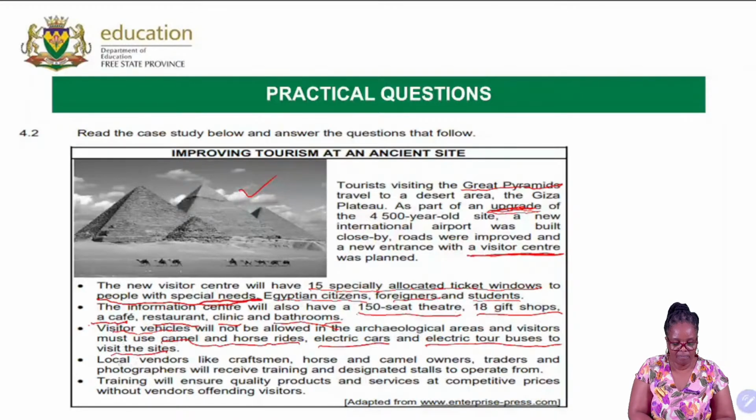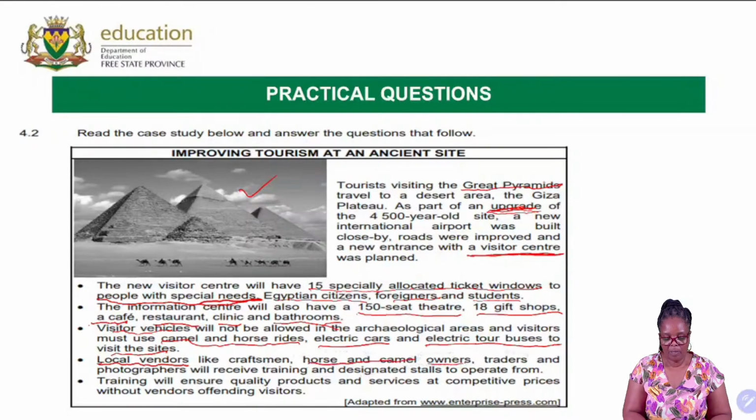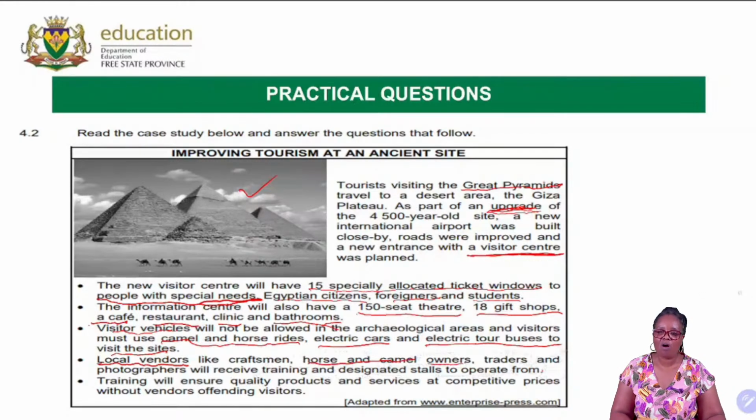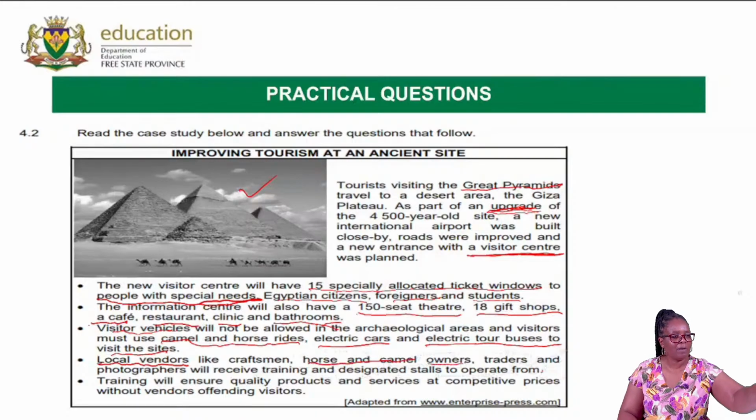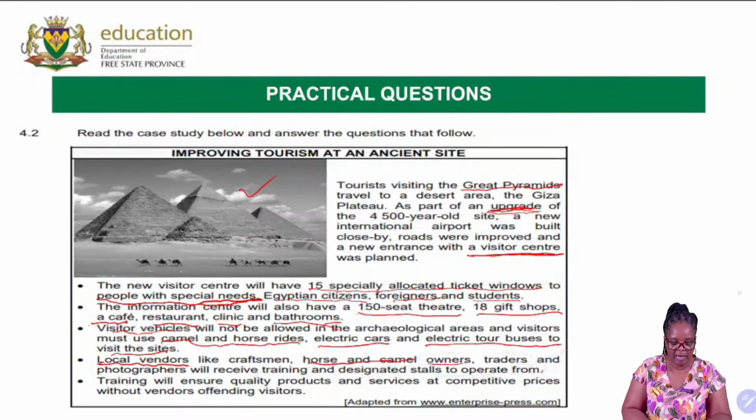Local vendors. When you talk about local vendors, it's local small business people. So like the craftsmen, the horse and camel owners, traders and photographers will receive training and designated stalls to operate on. They are not going to roam around. You don't find everyone sitting there selling this, another one sitting by that corner selling. No, they will be given designated stalls to sell their products.